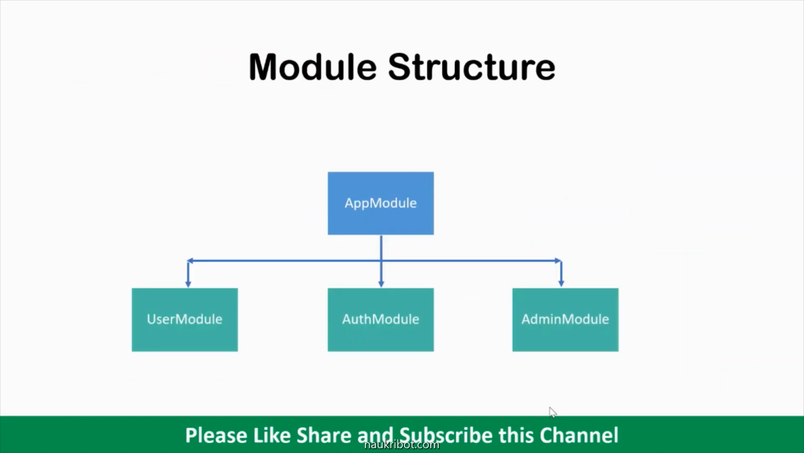So now we know that there is one root module, like app module, and we will create three other modules, like one for the user module and another for the admin module. Okay, but what about this auth module?